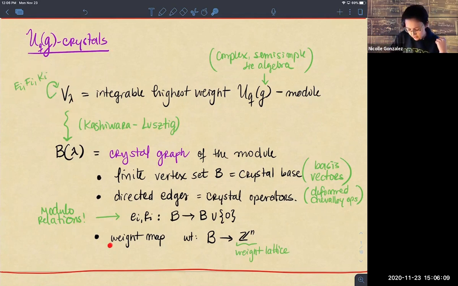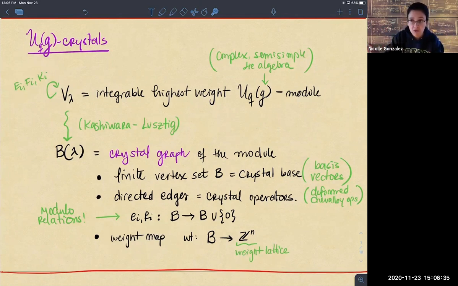In addition, we also have some sort of a weight map that associates to each vertex a tuple of numbers. More generally, this is just the weight lattice if you're in some other Lie algebra. And what this weight is going to allow us to do is to take a character. It essentially allows us to associate to every vertex some sort of monomial, which is where the character theory is going to come into play.